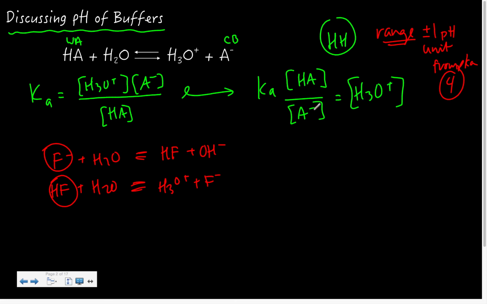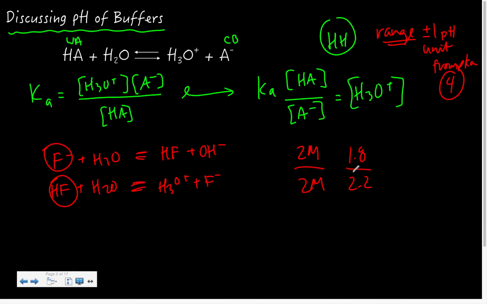Now, let's say that these are 2 molar each, 2 molar and 2 molar. That means this ratio changes very, very little if I add a tiny amount of acid or base. So for example, let's say it became 1.8 over 2.2. That ratio doesn't change significantly, and as long as this ratio doesn't change significantly, neither does my pH. Does that make sense?